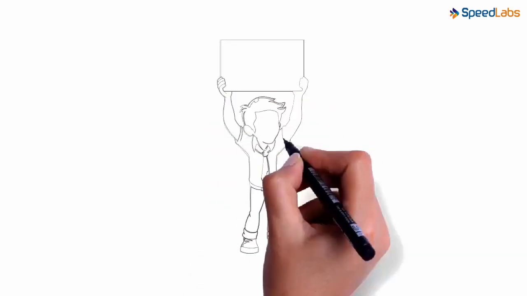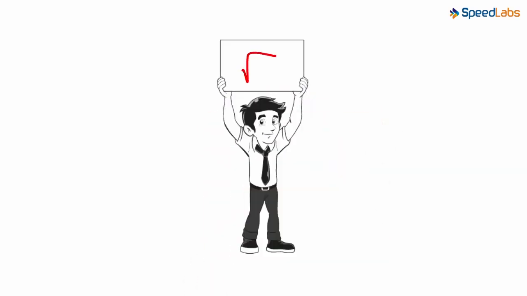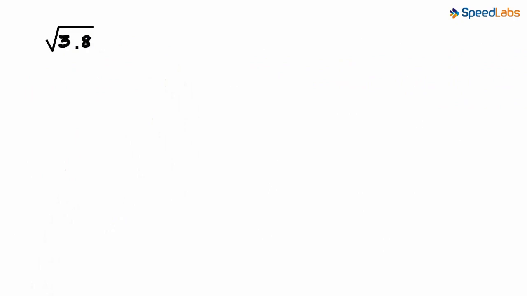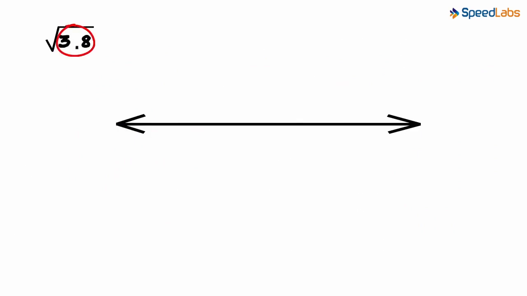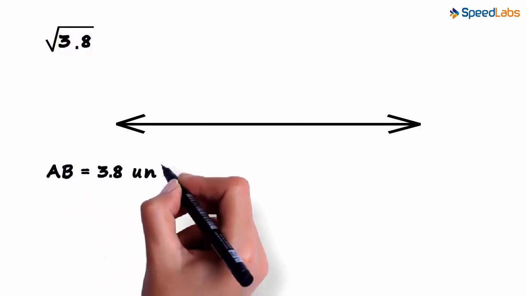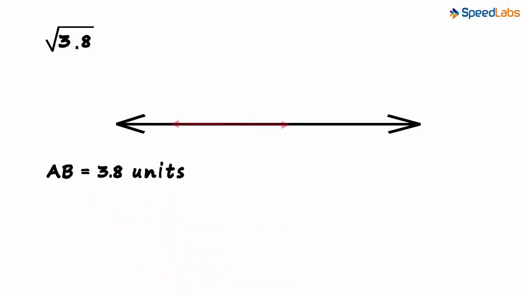In the previous part, we saw how we can plot the square root of any positive rational number. In this part, let us try to plot the square root of 3.8. We draw the x-axis like this, but remember, we do not mark the origin. We just mark 3.8 units first. Let us mark AB as 3.8 units. Let this distance be 3.8 units.